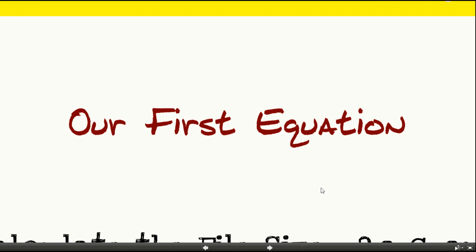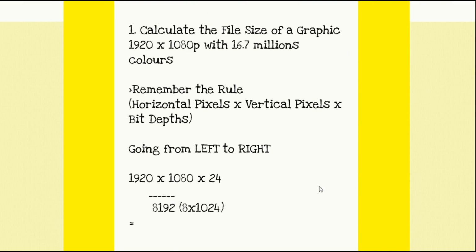Our first equation. Calculate the file size of a graphic 1920 times 1080p, which is a high definition graphic, you should all know that, with 16.7 million colors. Alright, let's do this. Remember the rule, from left to right: horizontal pixel, times vertical pixel, which is that, and the bit depth, which we will get in a second.